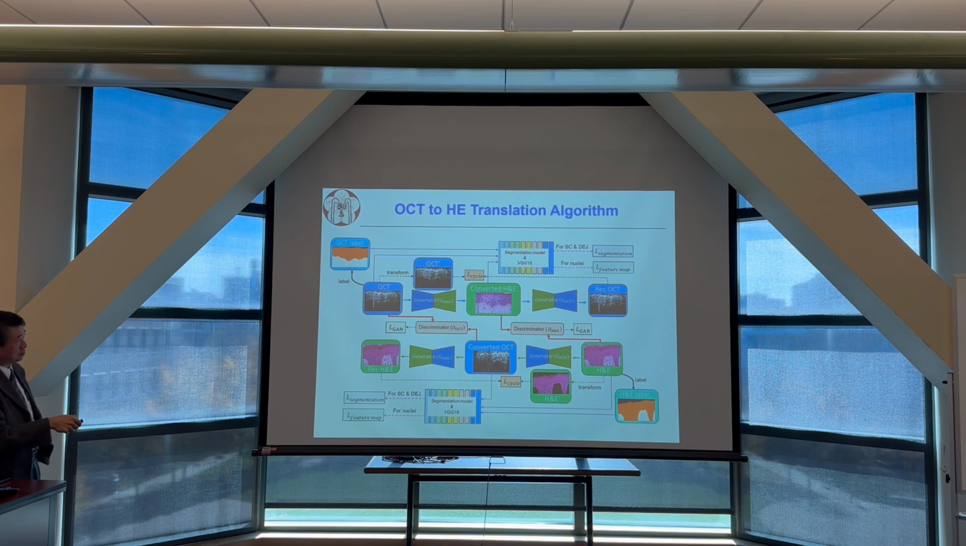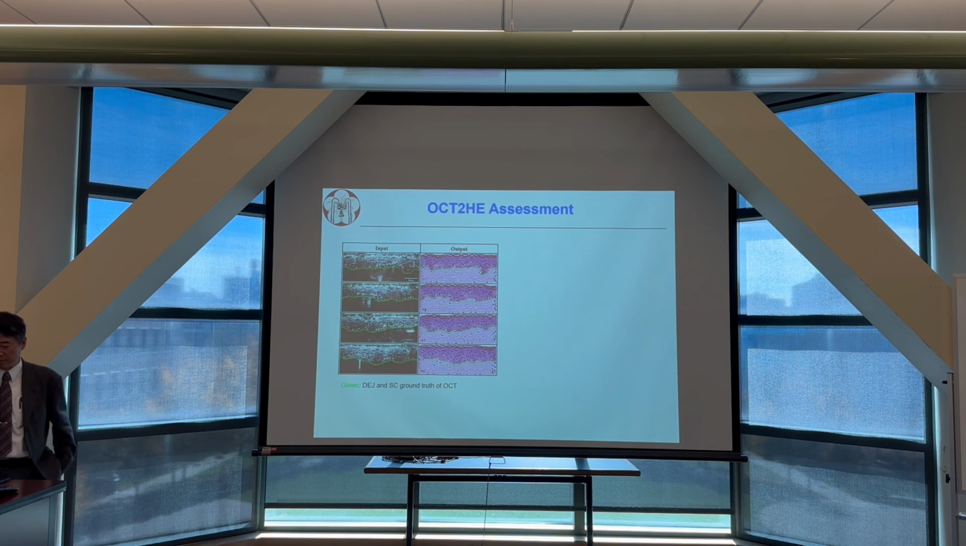So we ask the physicians to help us label the nuclei and the DEJ. Okay, so make a loss function of this OCT and this converted HE. In case this conversion is close to true, these two have got to have the same DEJ and the same nuclei location. Similarly for HE. Okay, so let me show the preliminary result.